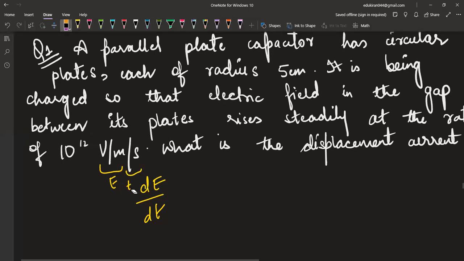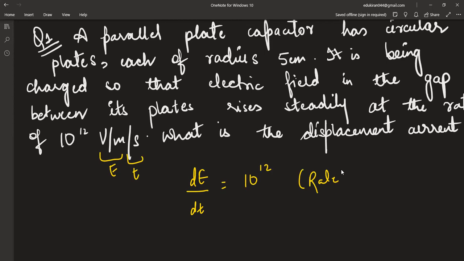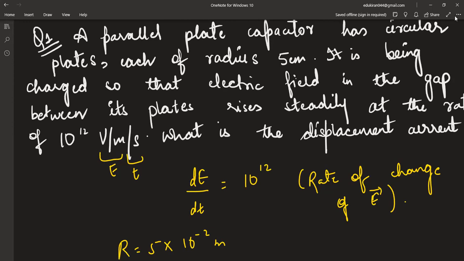Understood? Through this, if you have confusions, you can solve. So dE over dt is equal to 10 to the power 12 because this is the rate of change of electric field. Understood? Right? And radius is given to us as 5 into 10 to the power minus 2 meters.